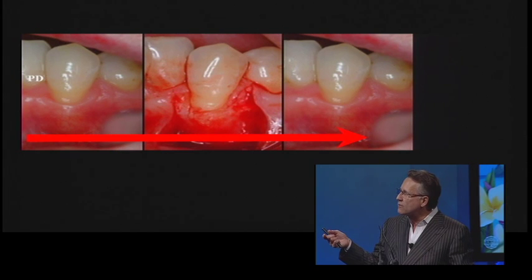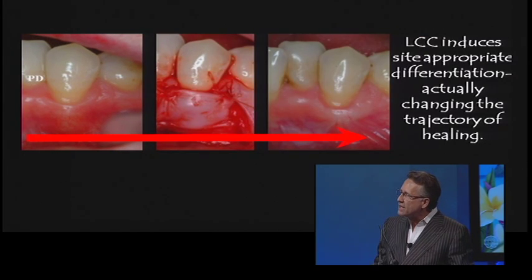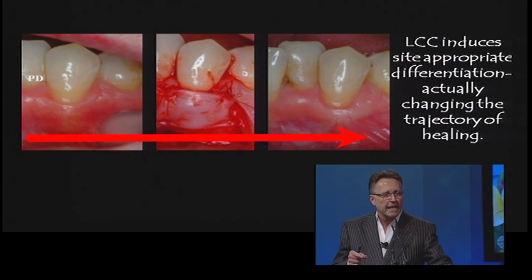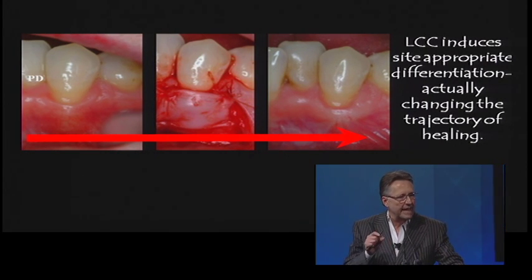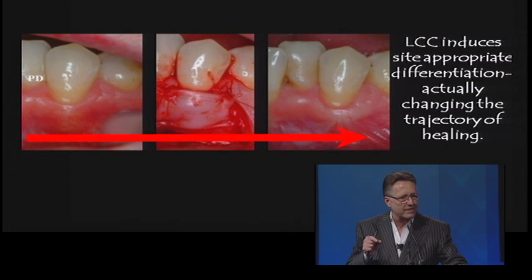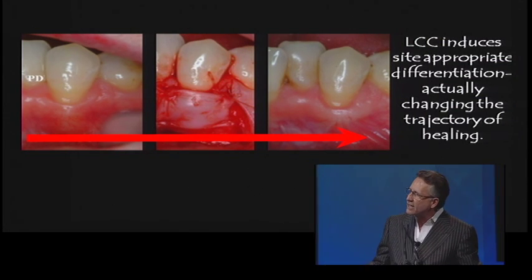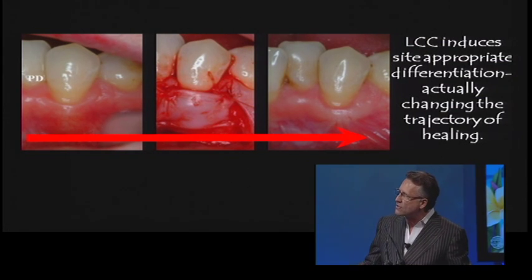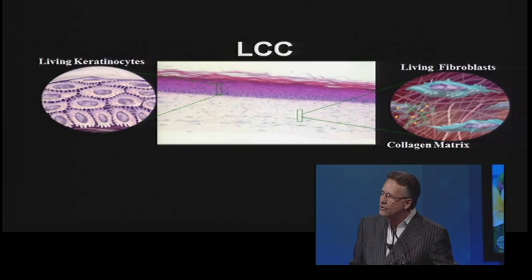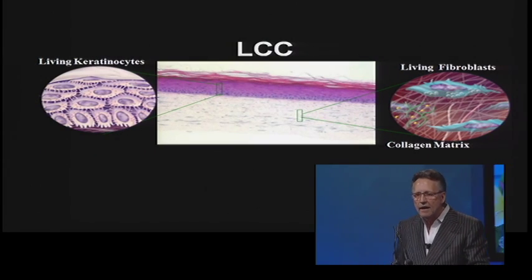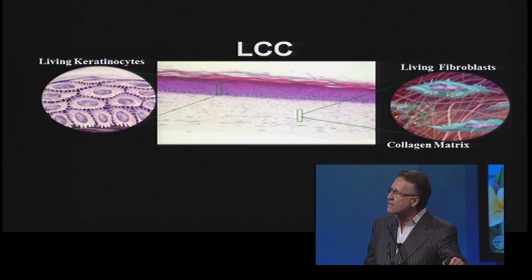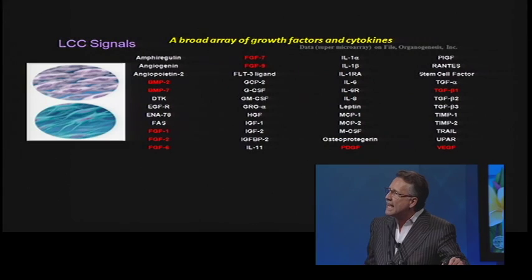But this material doesn't work like that. Here we've placed it on, and what it does is it actually changes the trajectory of healing. It allows us to end up with site-appropriate differentiation of the cells that belong there. So instead of having mucosal cells, we now have a nice functional band of keratinized tissue. These cells come from neonatal fibroblasts and neonatal keratinocytes, and they bring with them a whole host of cytokines.